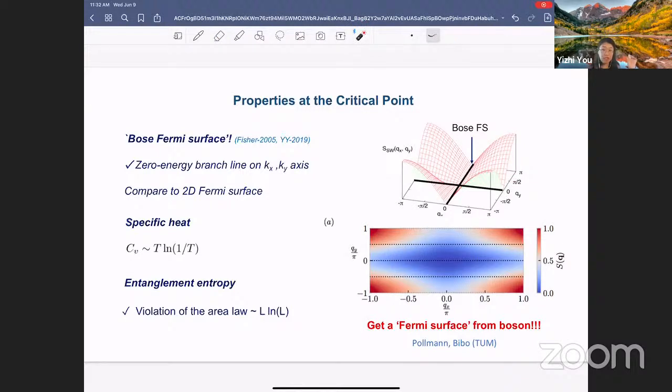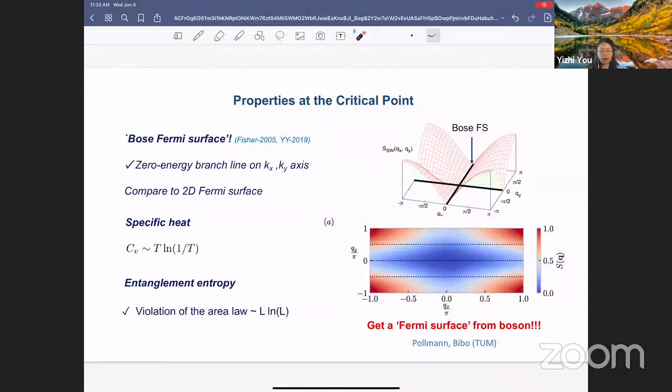And where does this 1D relativistic boson come from? It comes from the fact that a single charge cannot fluctuate in any direction, but a pair of charges, like a dipole, can fluctuate along the 1D stripe like a 1D relativistic boson. And such a quantum critical point has some interesting behavior. For example, if we measure the specific heat, because we have a large number of zero energy modes, the specific heat at low temperature scales as T ln T, which is pretty similar to some of the marginal non-Fermi liquids we learned about in two spatial dimensions.